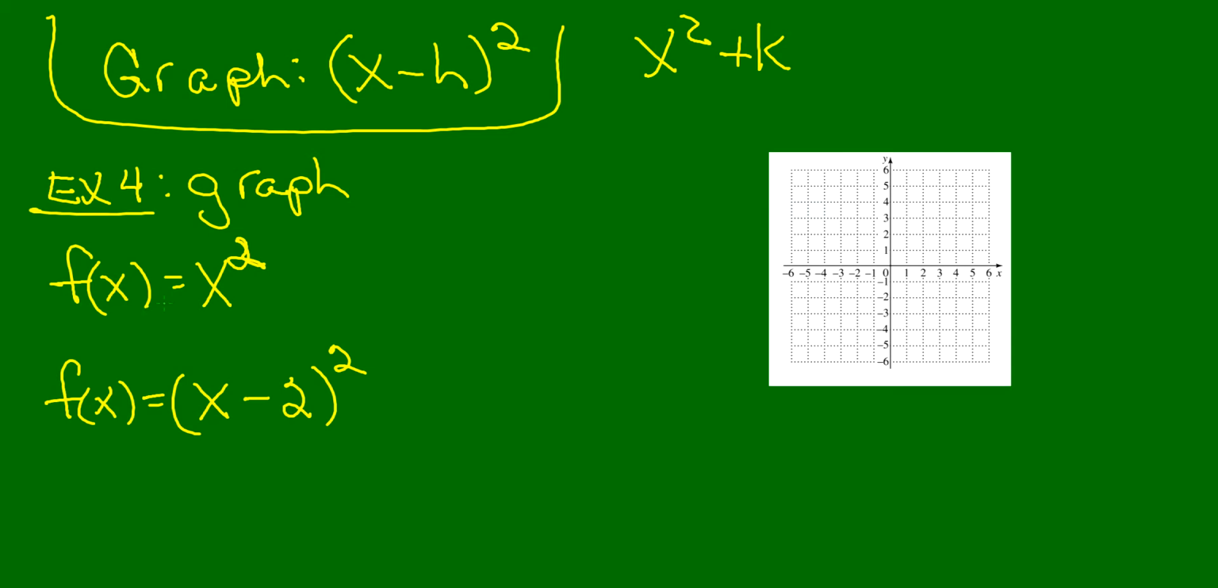So if we graph f of x equals x squared, well, we know what that is, and that's going to lie at the origin. I'll use the yellow. So this is the yellow, and that's the graph of f of x equals x squared. And then if I were to graph the second one, x minus 2 squared, well, that doesn't mean I'm going to go up or down. That means it's going to slide left to right.